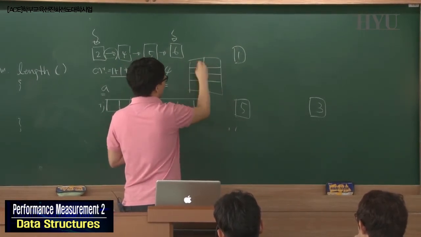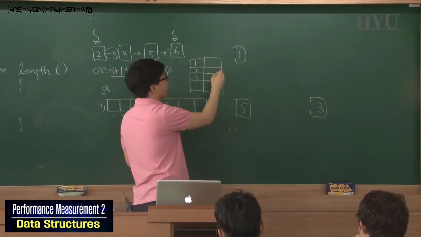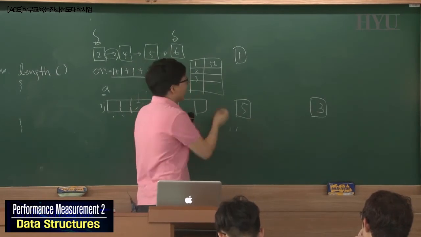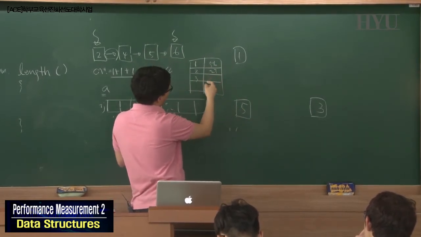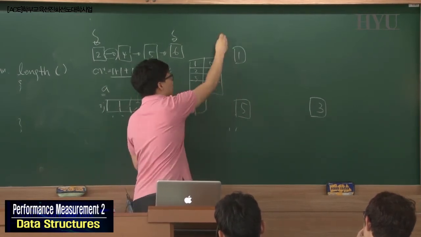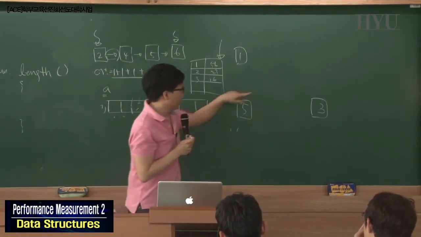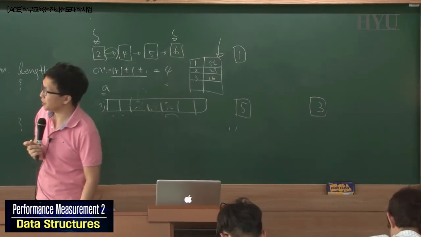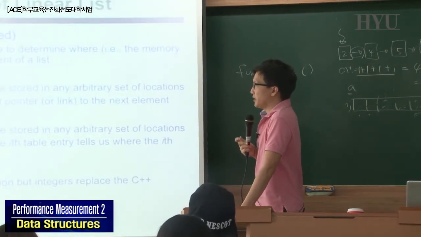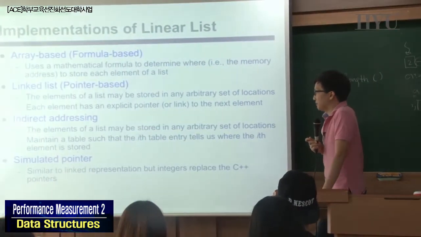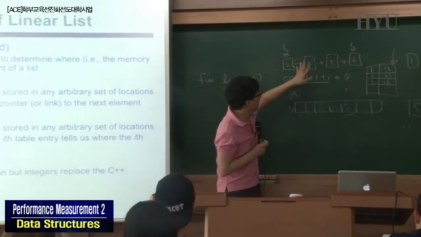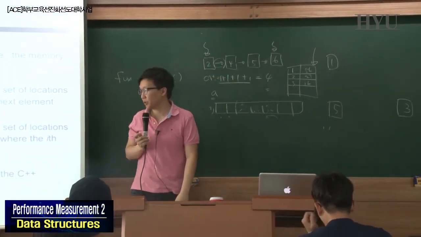First element, second element, third element, and their locations. The location of this is maybe 56. Second element, that might be, any arbitrary number you want, 23. The location of this one is, I don't know, 16. So every time they want to find out where the second or third element is, they look at this table, then go there and read the numbers and use them. That's indirect addressing. There are some other purposes for it too, but I'm going to skip them in this class. Simulated pointers are similar to a linked list representation, but integers replace the C++ pointers. Instead of using pointers, you use integer values to represent a pointer. Do not worry too much about this one.